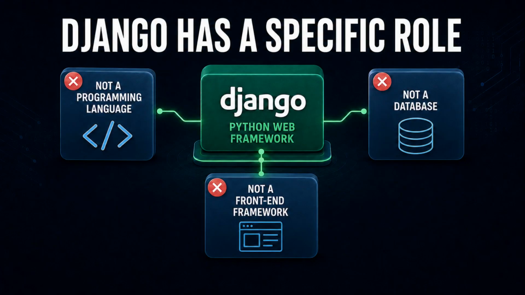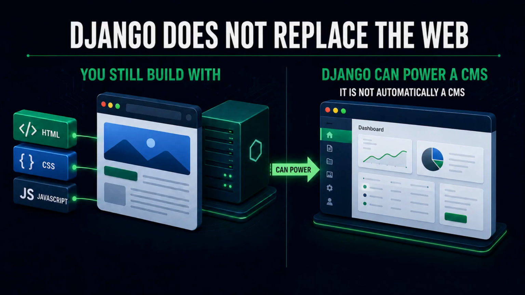Before we go further, it helps to draw some boundaries around Django. Django is not a programming language. It is a web framework written in Python and used through Python code. It is also not a database, even though its models and ORM communicate with databases, and it is not a front-end framework like React or Vue. Its primary role is on the server. Django also does not replace the technologies that make a page work in the browser. We still create HTML for structure, CSS for presentation, and JavaScript when browser-side behavior is needed. Django can power a content management system, and projects such as Django CMS do exactly that. But Django itself does not automatically turn every project into a CMS.